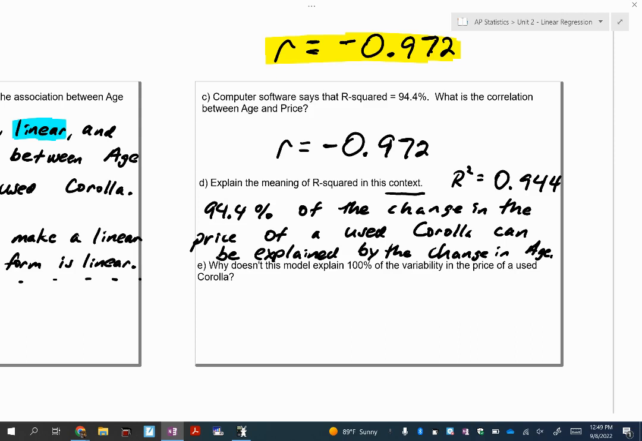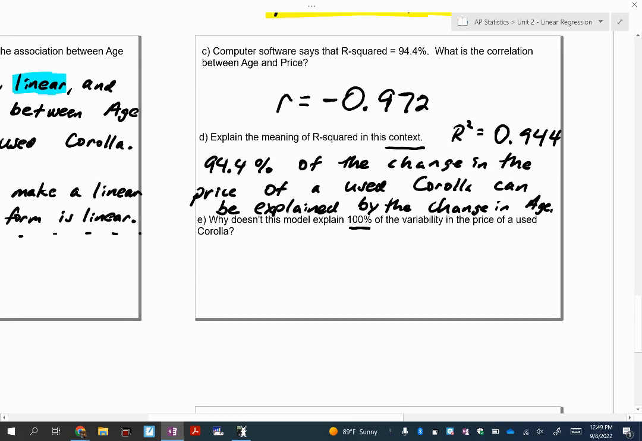So let's answer E. Why doesn't this model explain 100% of the variability in the price of a used Corolla? So really on this, I'm saying, okay, are there other things that might change how much you could charge or list a price for a used Corolla that you could sell? So I think I've come up in the past with things like the condition, right? There are some cars that are older, but that are actually in better condition than newer ones. One thing I definitely know, having bought a used car before, is the miles, right?